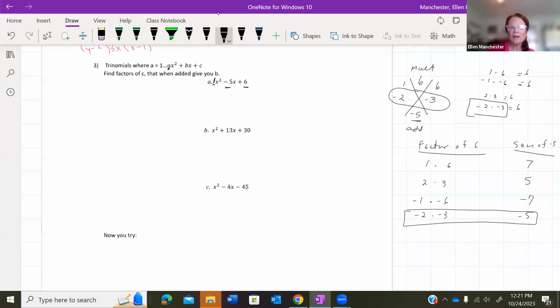So from there, you're going to write 2 sets of parentheses. There's my 2 factors. The only way to get x squared is x times x. That sits in the first position. And then I use my factors, -2, -3. And I'm done. That's it. So find your factors. The only way to get x squared is x times x. And then plug your factors in and you're good to go.